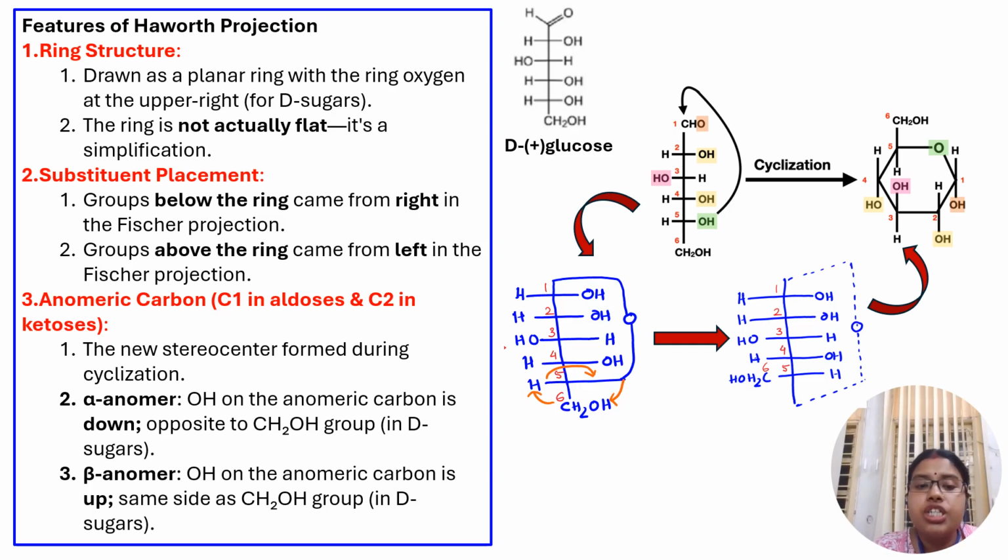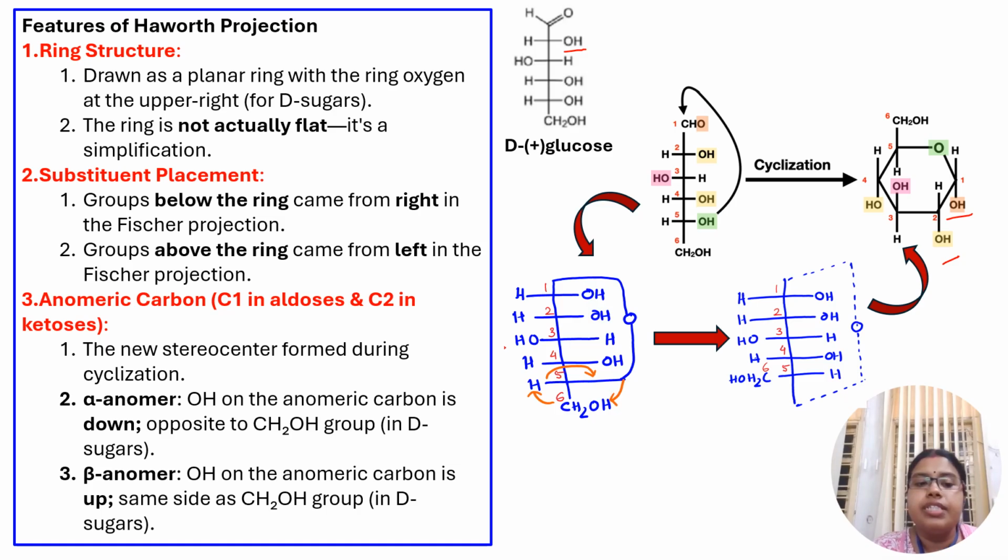How about the position of the substituents? The groups below the ring came from the right in the Fischer projection. So this is the Fischer projection of D-glucose. In this case, the OH on the right hand side at C2, and likewise for C3, all the right hand side groups will come to the below position. And all the left hand side groups will go above the ring.